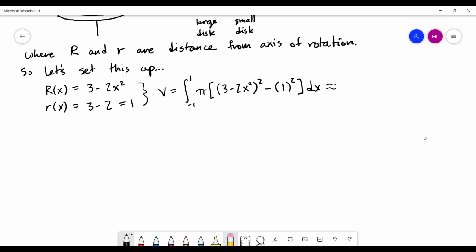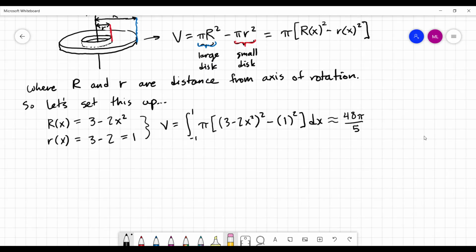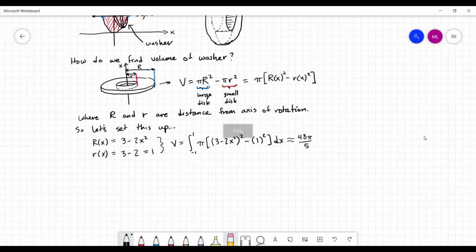I found the volume to be 48 pi over 5. So hopefully you can come to that same thing if you work that calculation out yourself.